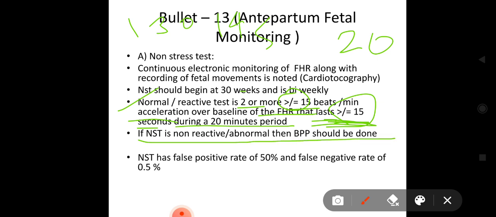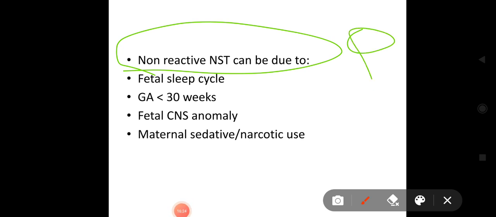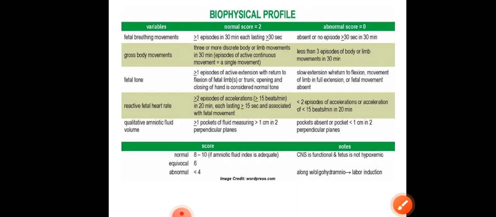Biophysical profile: NST has a false positive rate of 50% and a false negative rate of 0.5%. Non-reactive NST can be due to, important point, fetal sleep cycle, gestational age less than 30 weeks, fetal CNS anomaly, or maternal sedative or narcotic use.